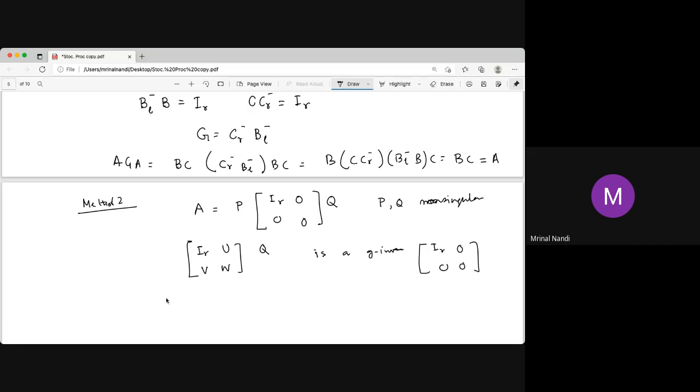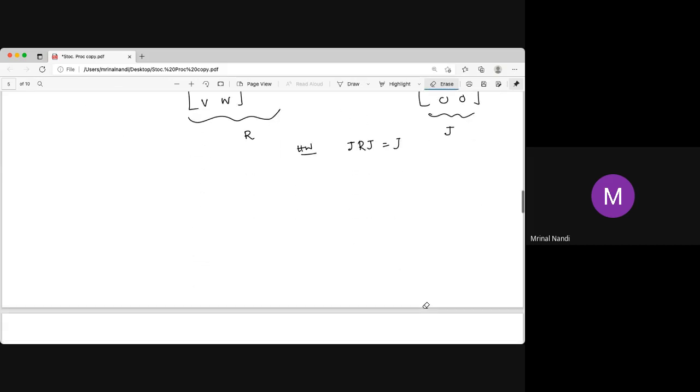So AGA, you have to prove that. [I_R 0; 0 0], then [I_R U; V W], then again [I_R 0; 0 0], is equal to [I_R 0; 0 0]. So you have to prove that AGA equals A. You can easily show that. Just take this as a matrix R and this as a matrix J. Homework is to show that JRJ is equal to J. Then we can claim that it is a G inverse. That is easy to check.